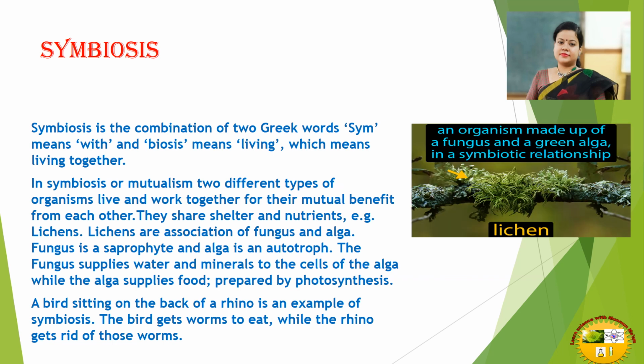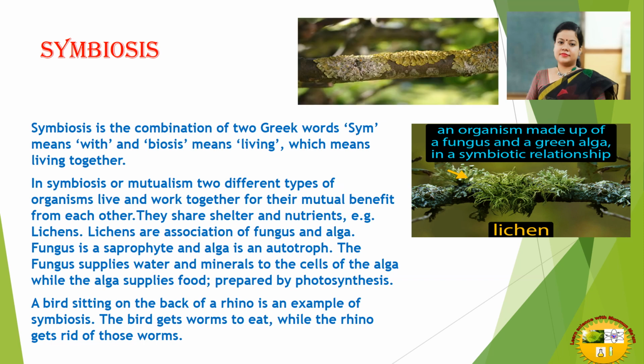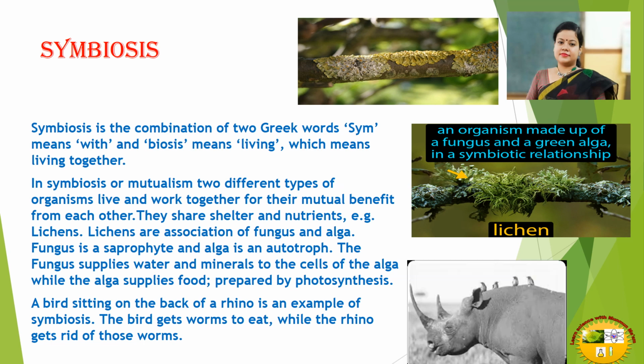Just take a look. This is lichen, an organism made up of a fungus and green alga in a symbiotic relationship. On the tree, lichen has grown, and just now we have discussed birds sitting on the back of the rhino, and they are also practicing mutualism with each other.